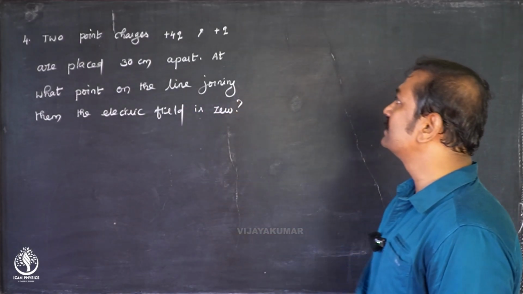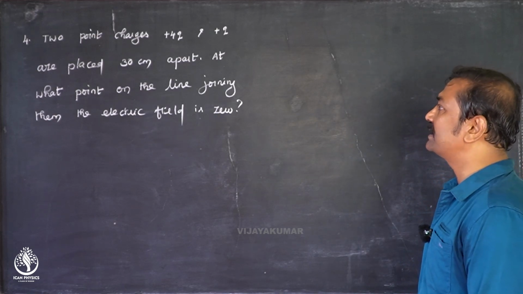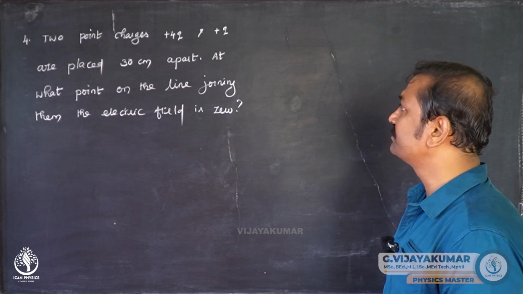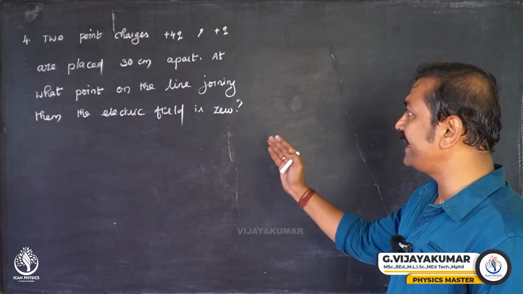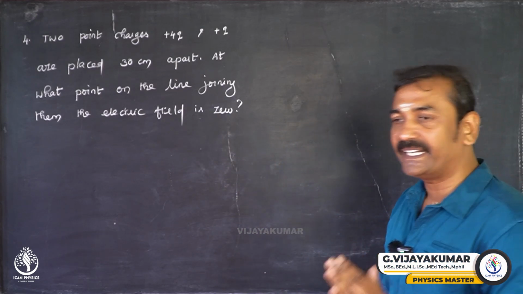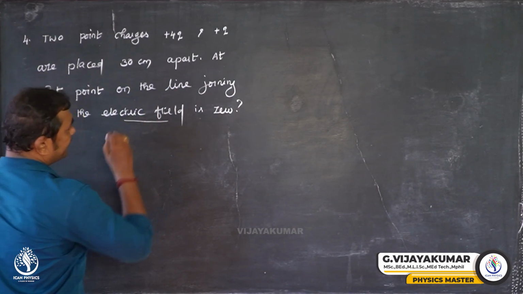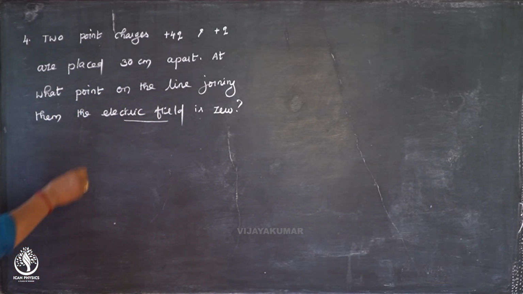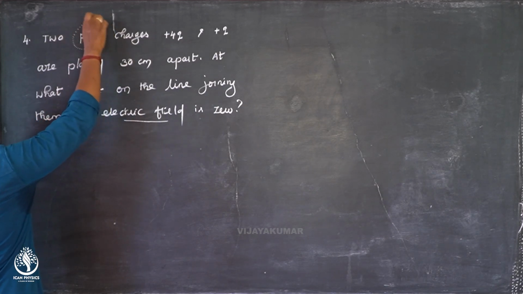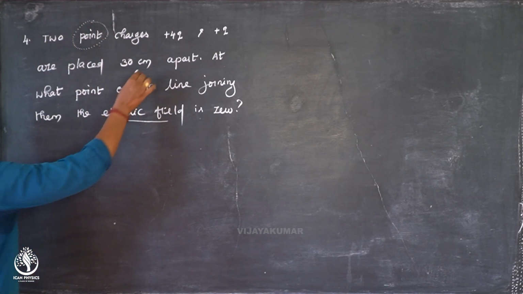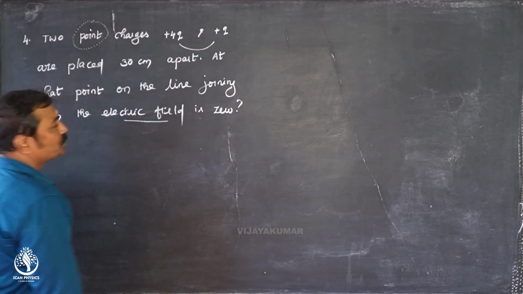Two point charges, plus 4q and plus q, are placed 30 centimeter apart. At what point on the line joining them is the electric field 0? Once again the same question, electric field. The key words are point charges. But we are given two positive charges.